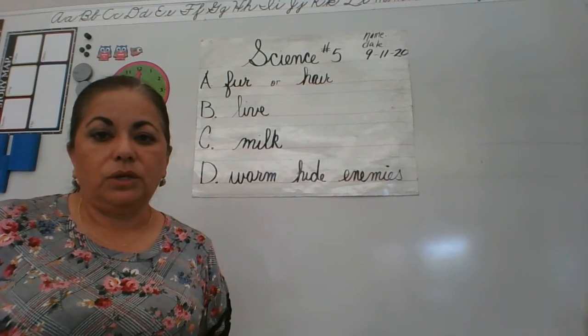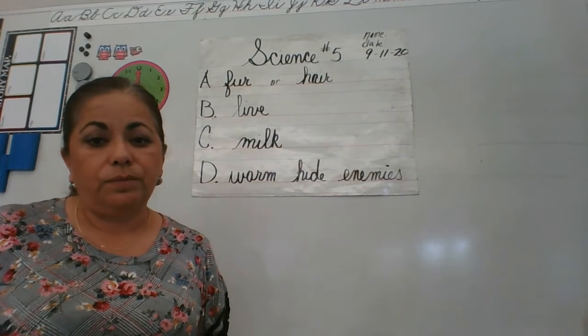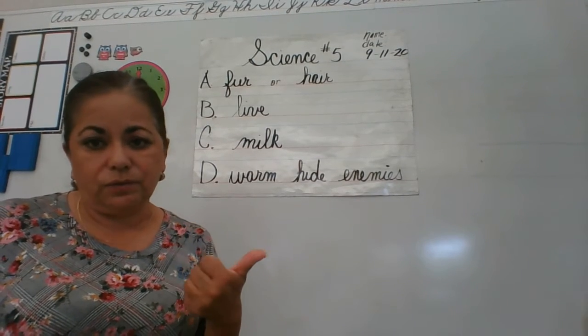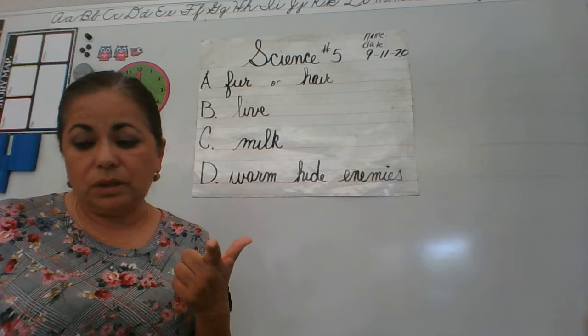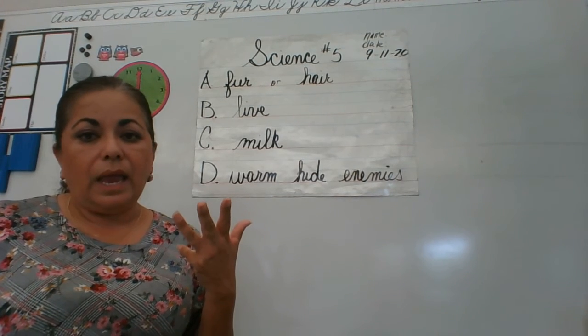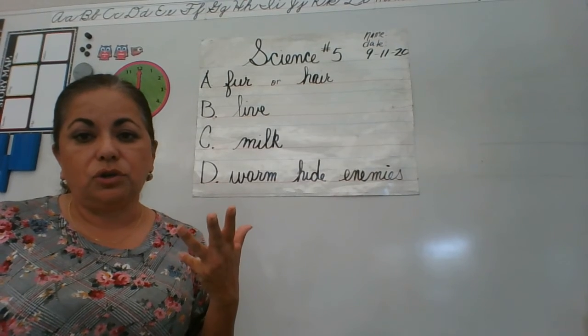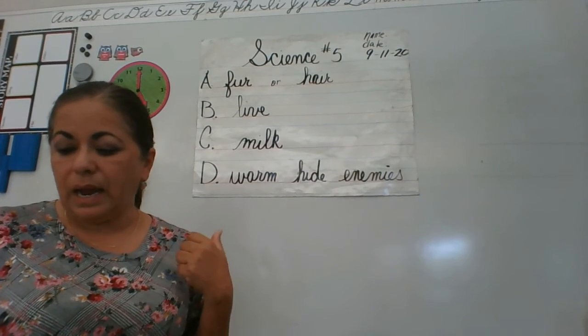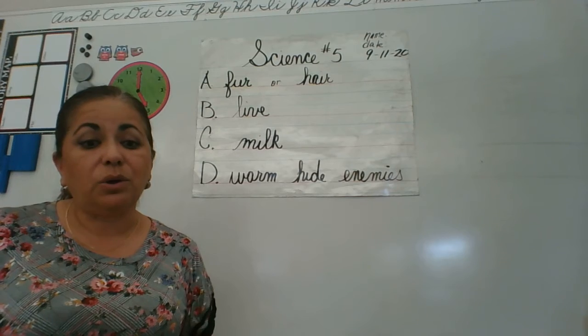So if someone asks you, what is a mammal? You say, well, a mammal is an animal that has fur or hair. It gives birth to live young. It feeds its babies milk. And God gave them their fur to keep warm and hide from its enemies. All right, so now you know what a mammal is.